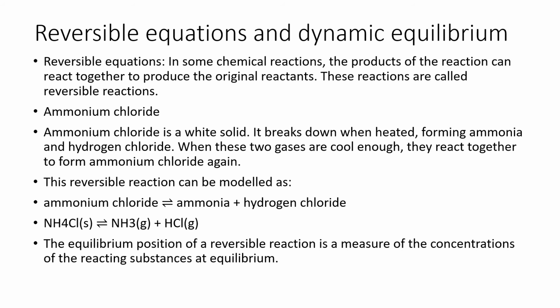Ammonium chloride. Ammonium chloride is a white solid. When it is heated, it breaks down, forming ammonia and hydrogen chloride. When these two gases are cool enough, they react together to form ammonium chloride again.